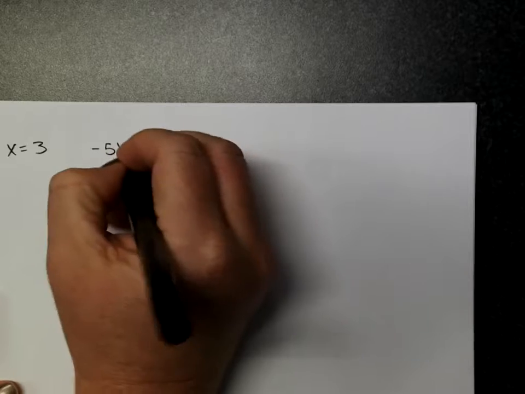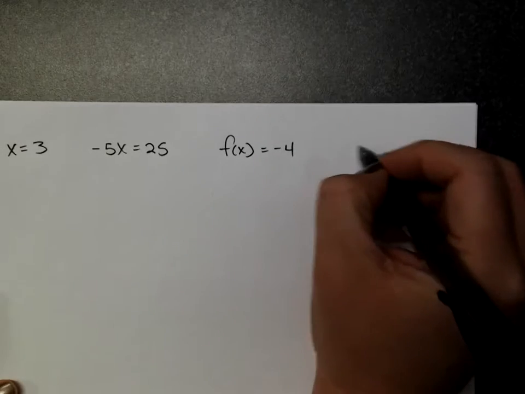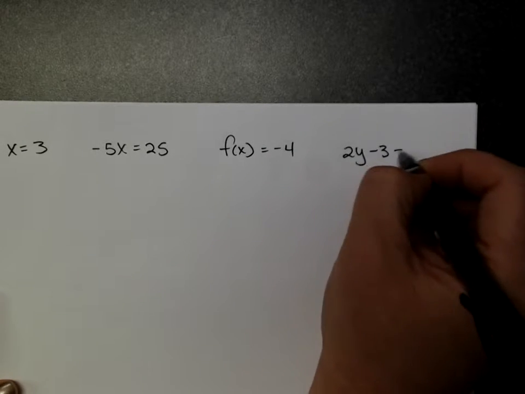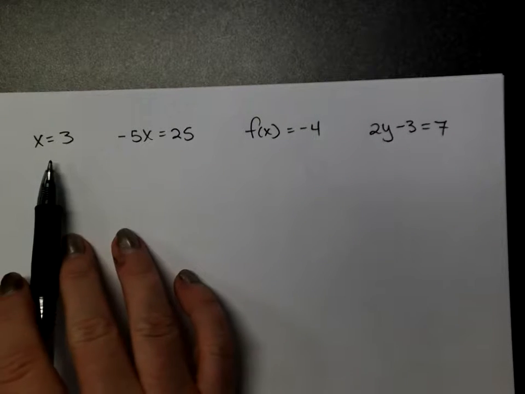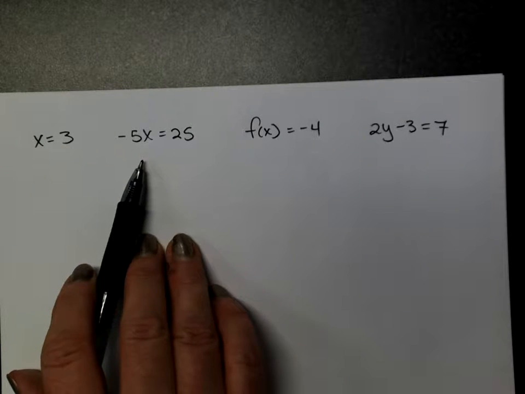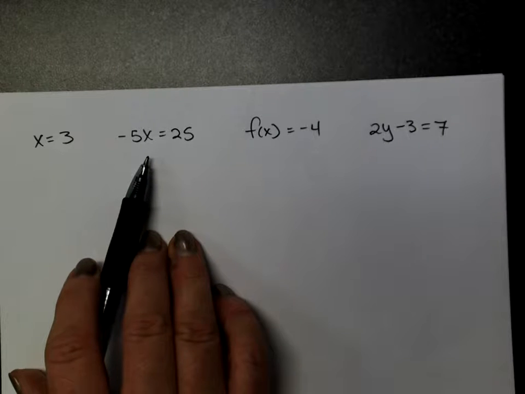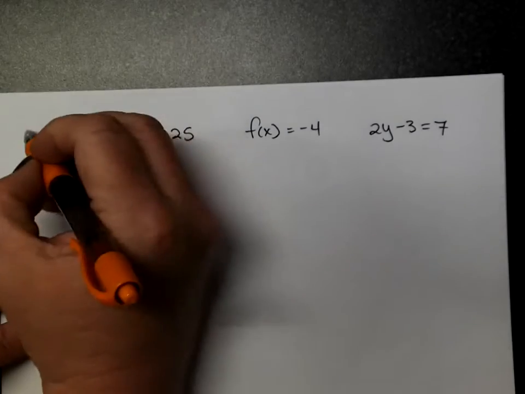Okay, so to finish up, x equals 3, -5x equals 25, f of x equals -4, and 2y minus 3 equals 7. What kind of line is this? Vertical. This one? Also. Do you see an x and a y, or just one or the other? Just an x, yeah. If it only has an x, it is vertical.